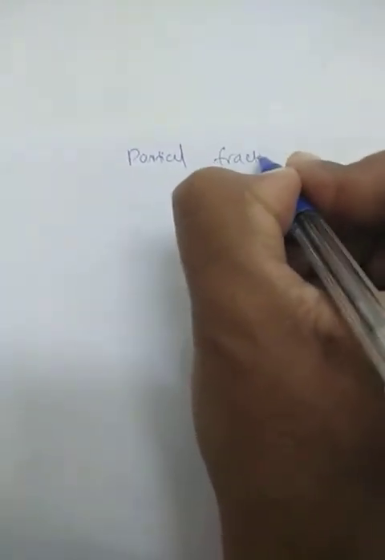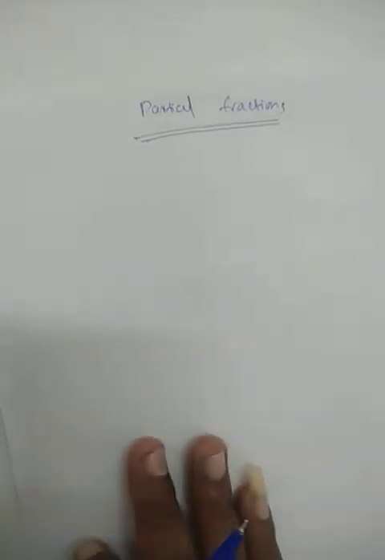Partial fractions. Here we are going to discuss fractions of the form numerator by denominator, where the numerator and denominator are different polynomials. We are going to split them into parts, expressing them as some simple fractions. Let us see how we are going to do that.